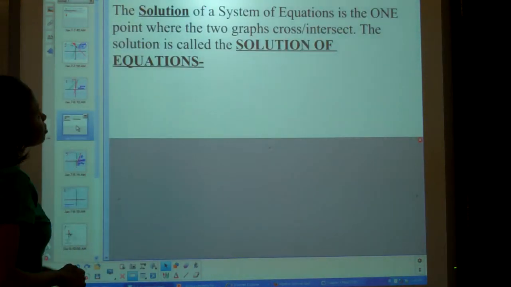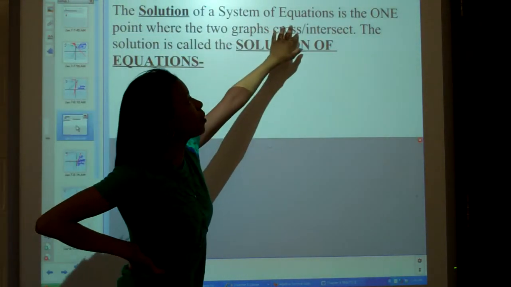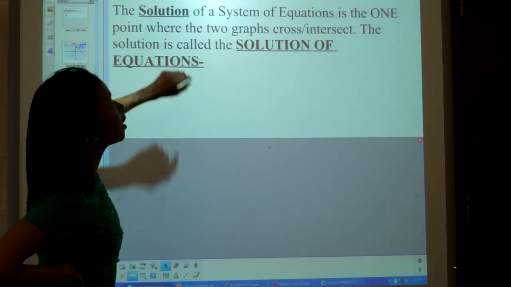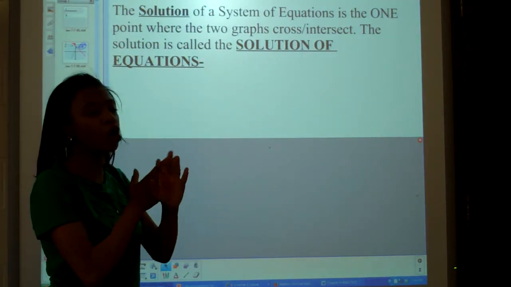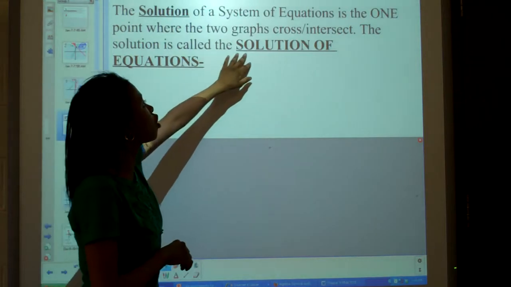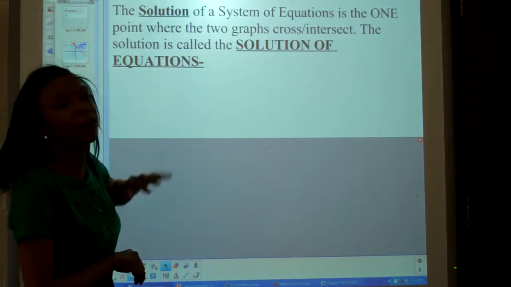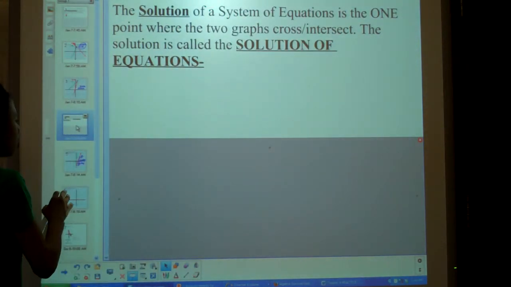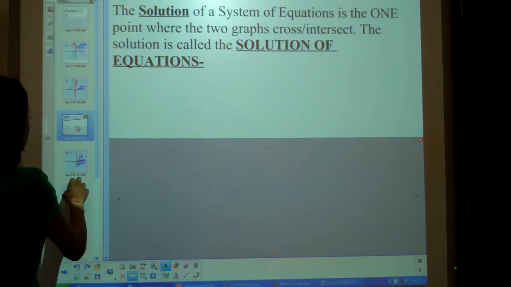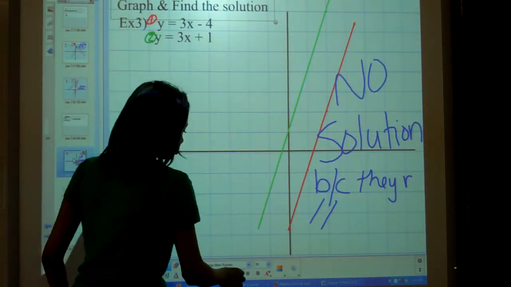Next one. Again, the solution of a system of equations is the one point or one place where the two graphs cross or intersect. The solution is called the solution of the system of equations. You'll need to know that. Okay? Next one here.